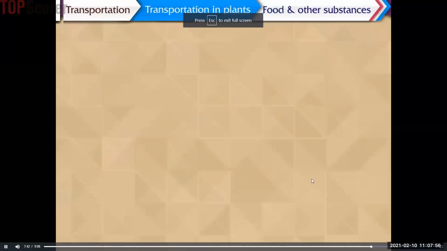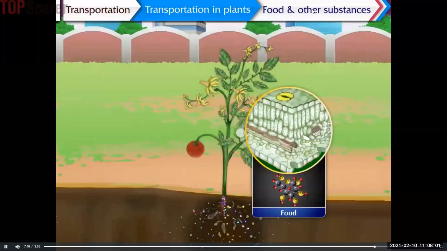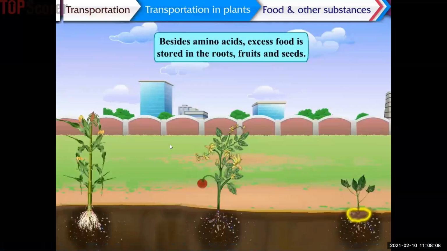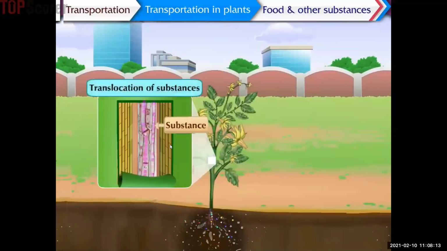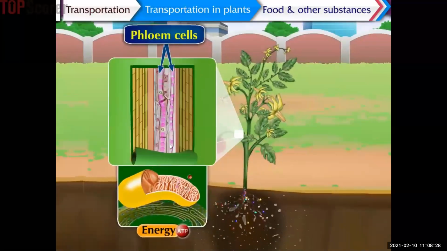Other substances in plants. Food manufactured in the cells of the leaves is transported to every cell. Besides amino acids, excess food is stored in the roots, fruits, and seeds. This process is called translocation. The process of translocation takes place through phloem in the upward as well as downward direction. Translocation is not a simple physical process, but it needs energy. This energy is obtained from ATP.